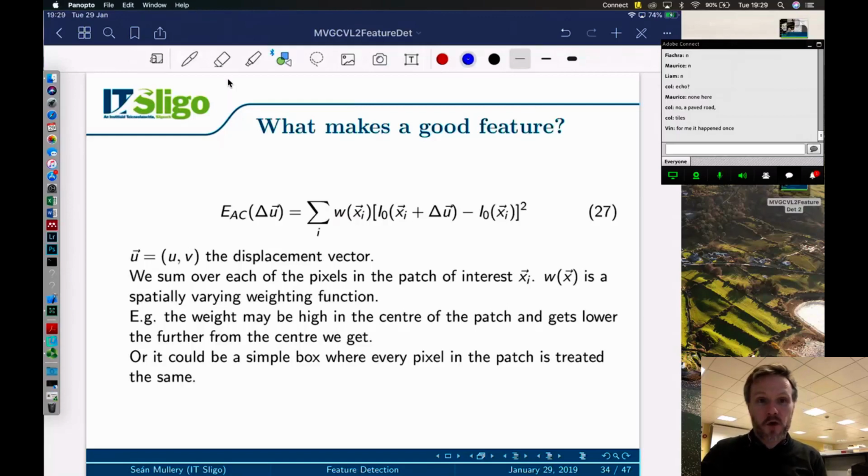The AC stands for autocorrelation, and the E is energy. So we tend to use things from other parts of physics. So energy would be, the bigger the number this is, the more they look alike. So we're looking for low values of this as it happens.